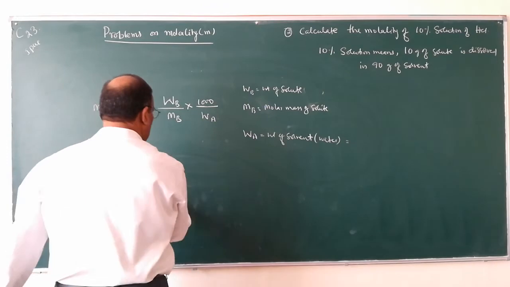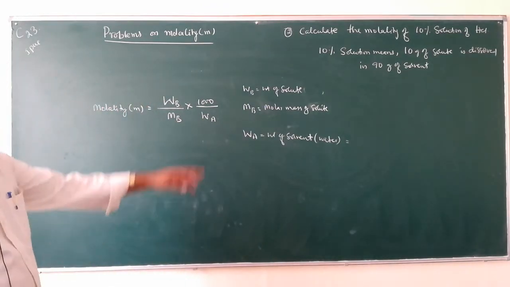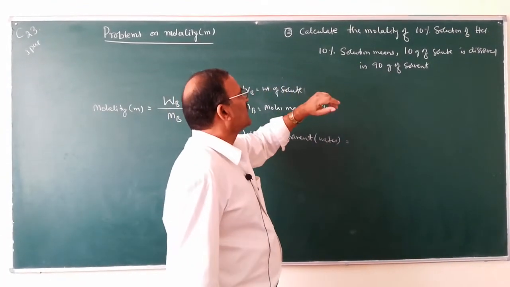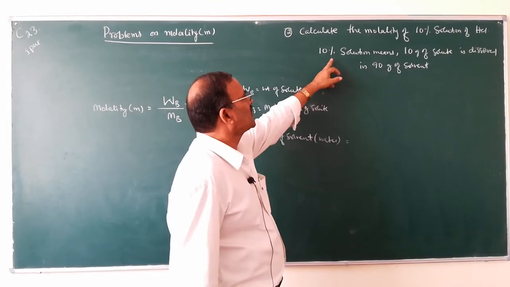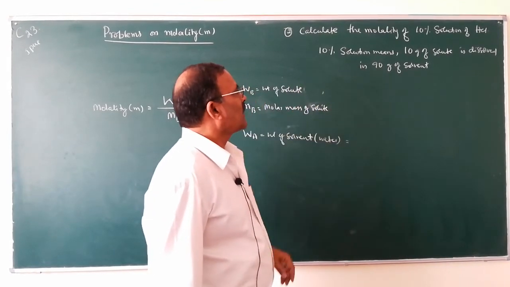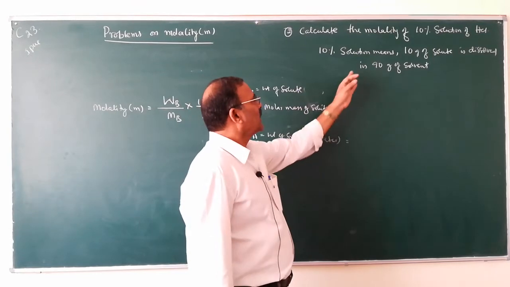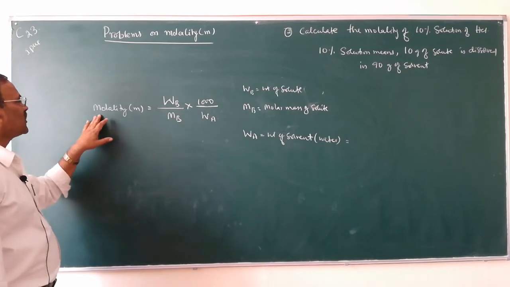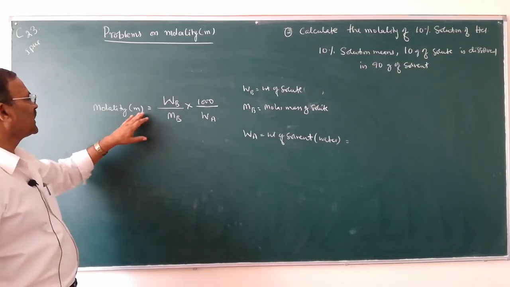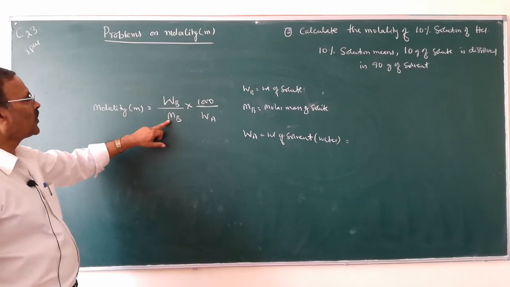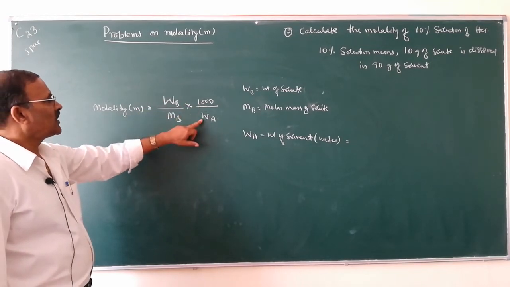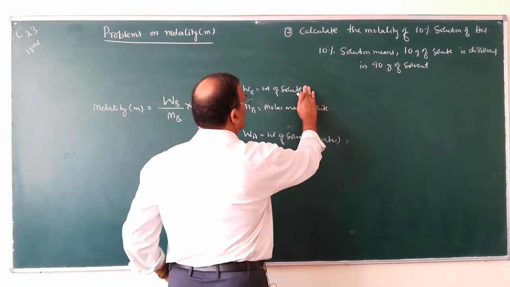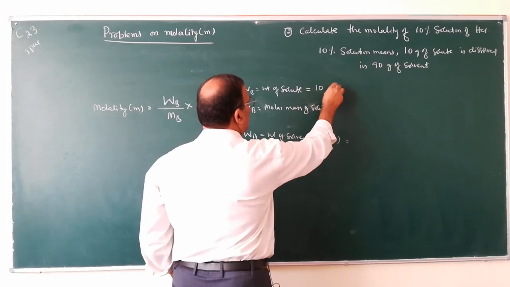We have to use this formula to solve this problem. Calculate the molality of 10% solution of HCl. So you have to write: 10% solution means 10 gram of solute is dissolved in 90 gram of the solvent. What is the molality of this solution? Again, you have to write this formula: molality M equals WB over MB into 1000 divided by WA. Here, what is the weight of the solute? Weight of the solute, let it be 10 grams.